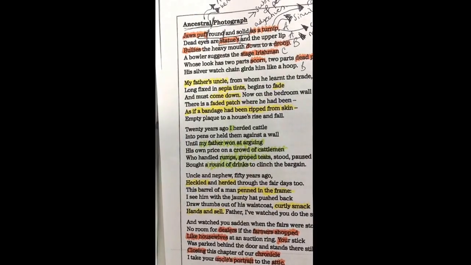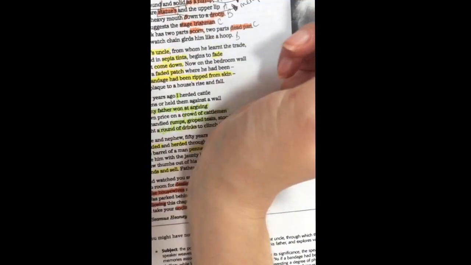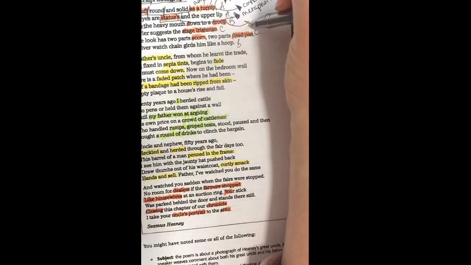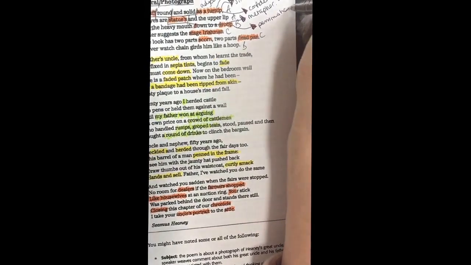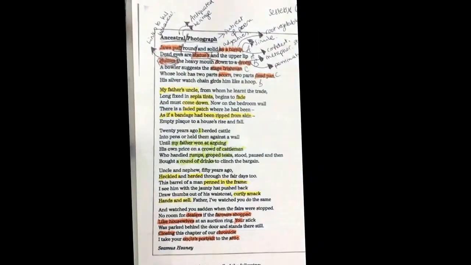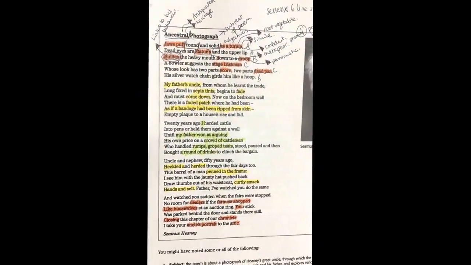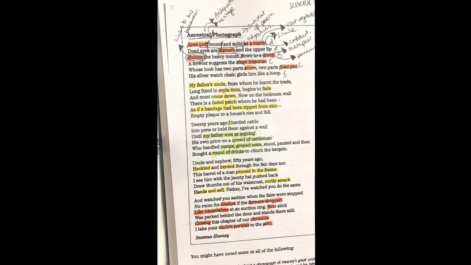The second line and the third line, we also get quite a harsh image of this man as well, because we have the upper lip which bullies the heavy mouth down to a droop. So, sounds quite pessimistic, but also the image of the lip bullying the mouth, that links to his behaviour later, where we see him speaking to the other men at the market and the air of confidence and almost brashness and aggression that he has towards other people.